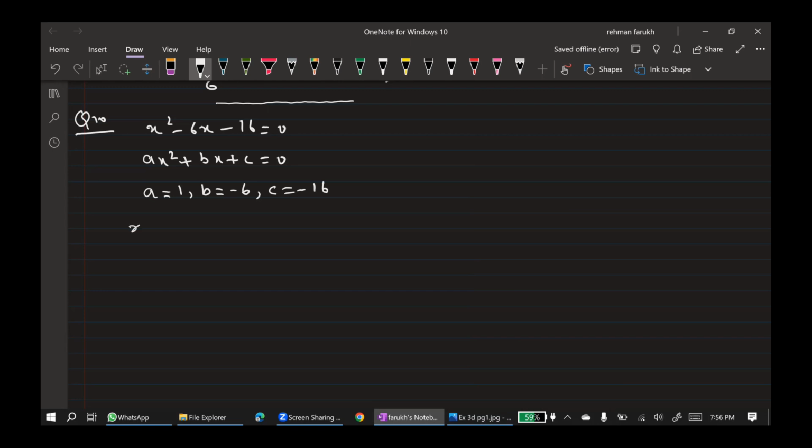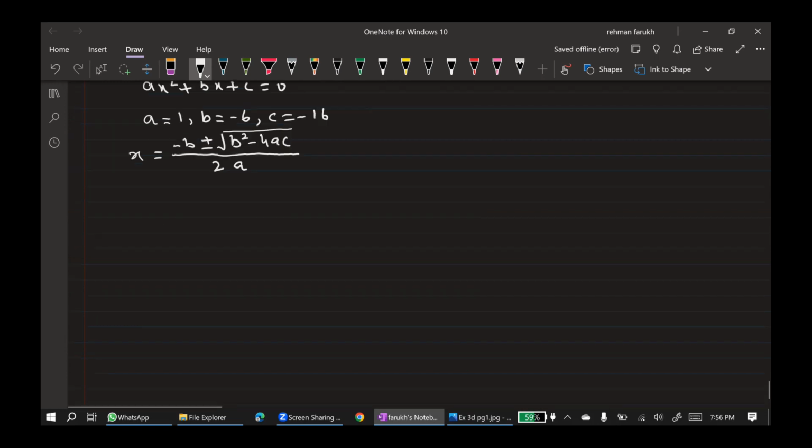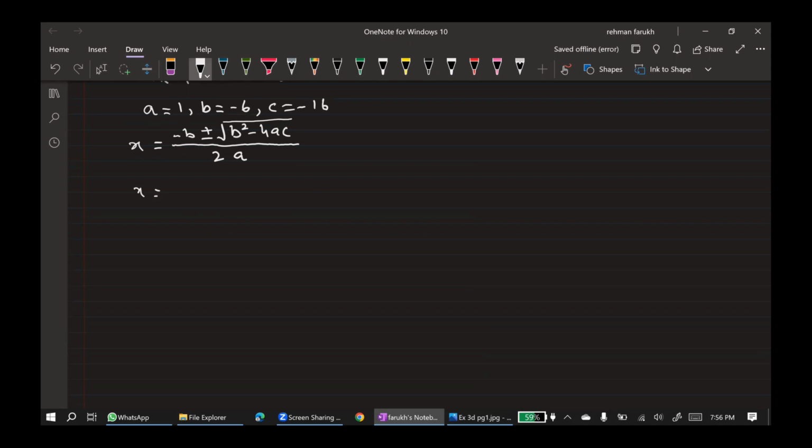Now I will write down the formula, the quadratic formula: x equals minus b plus minus square root of b square minus 4ac over 2a. I will put the values of a, b and c into the equation. Minus from the formula, and the value of b is -6, plus minus under the root (-6) square minus 4 into 1 into -16, divided by 2 into 1.